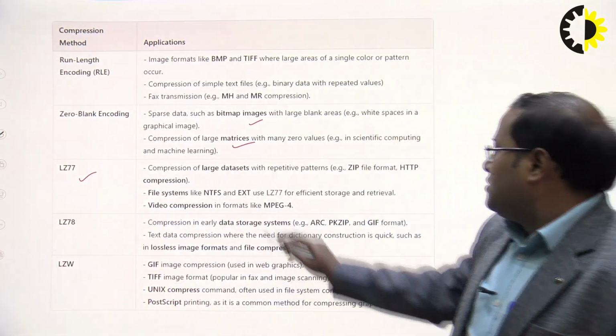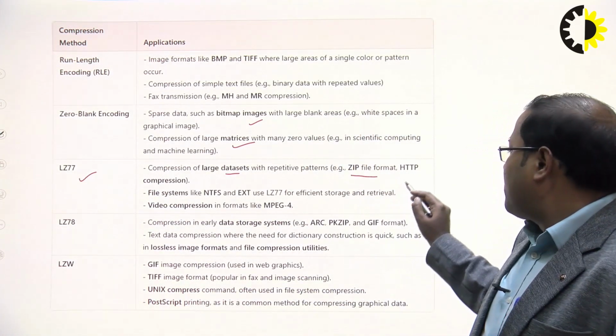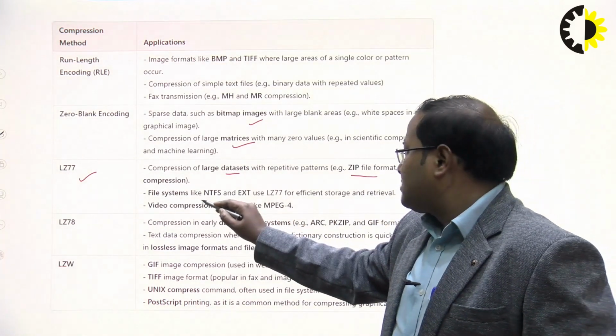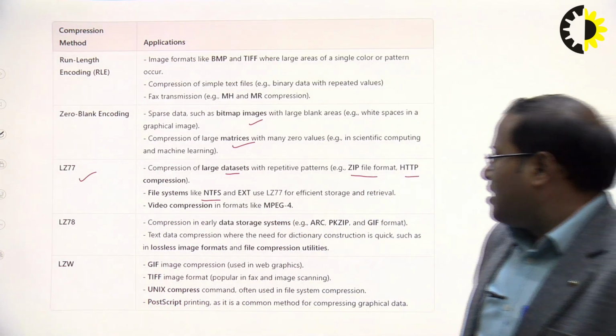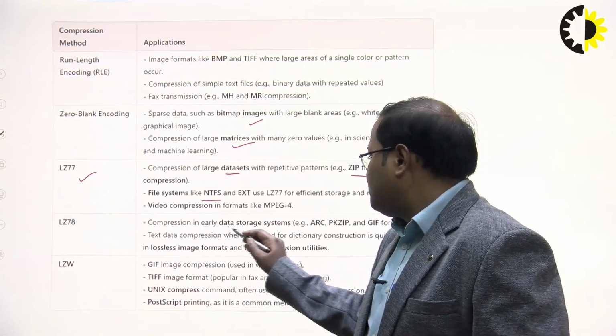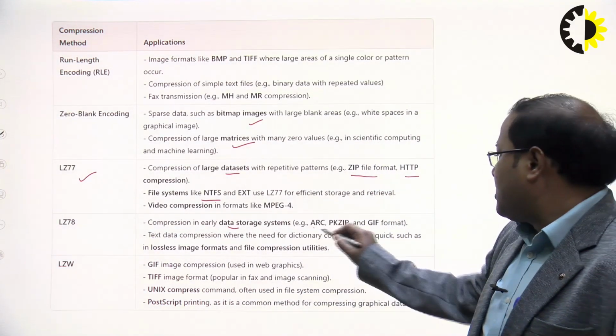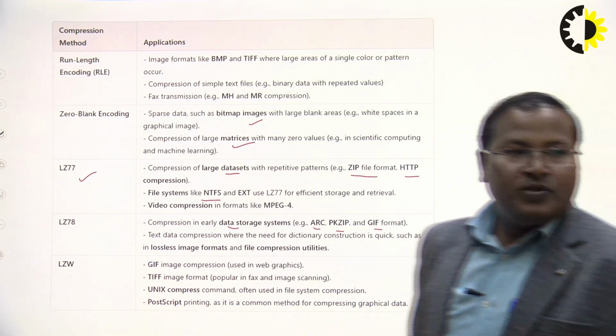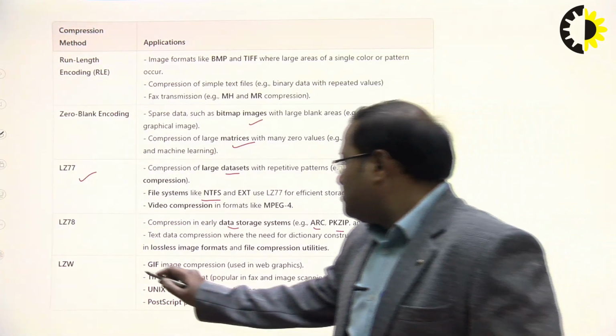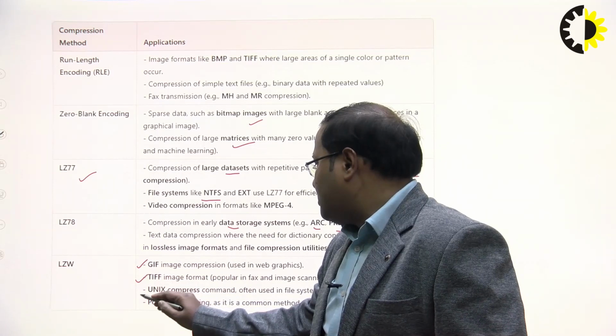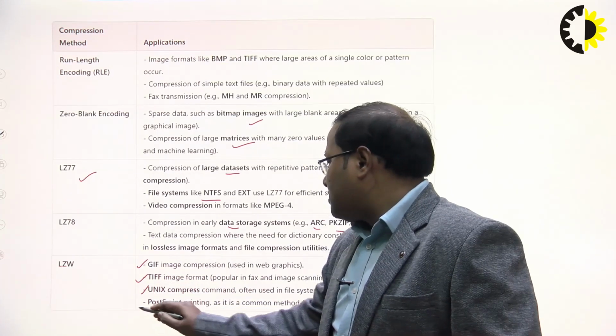LZ77 is used in large data sets, the zip file format, HTTP, and file systems like NTFS. For LZ78, it is used in data storage systems like ARC, PKZip and the GIF format. And LZW is used in the case of GIF, TIFF, Unix and PostScript.